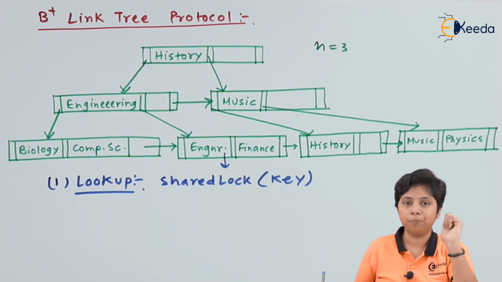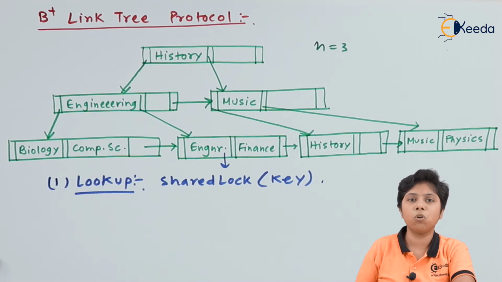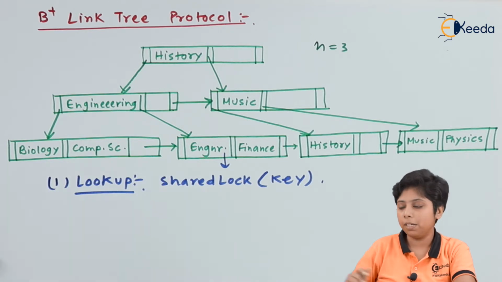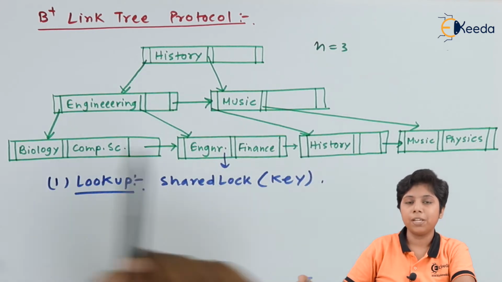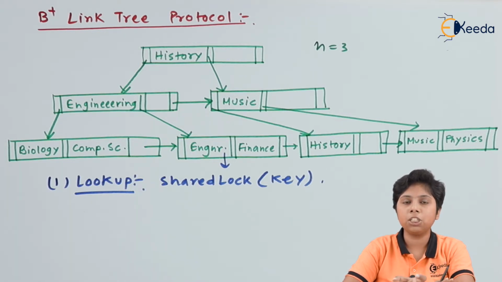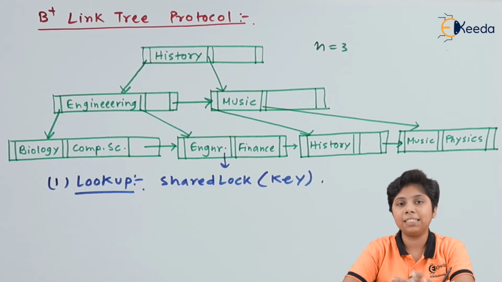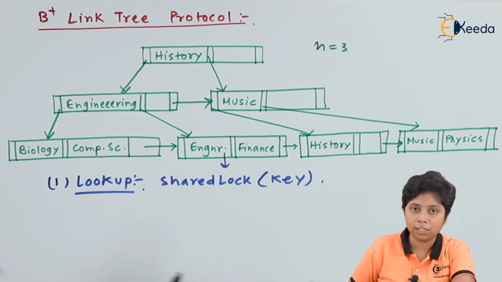Now if a deletion or insertion and this lookup are performed hand in hand, that means simultaneously, then what can happen? Say the resultant data is splitting up into a new one. Say the B plus link tree is performed within concurrent execution. It can happen that one transaction is performing the lookup while another is performing a deletion or insertion. So when the deletion or insertion is performed hand in hand with this lookup, then we must provide the exclusive lock on that particular key.